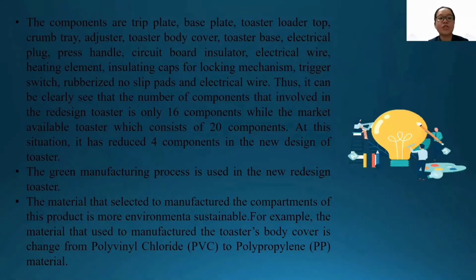Other than that, the green manufacturing process can also be applied in the new redesign of the toaster. The material selected to manufacture the components of this product has become more environmentally sustainable. For example, the material used to manufacture the toaster cover is changed from polyvinyl chloride, also known as PVC, to polypropylene, also known as PP material.